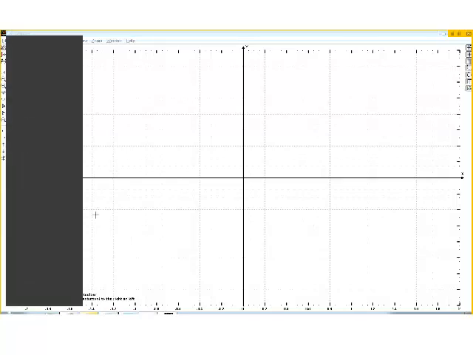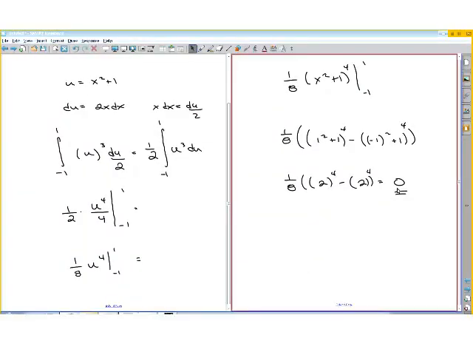Okay, so let's go back here. Stop sharing. Start sharing. Okay, so that was why we got 0 when we integrated from -1 to 1.